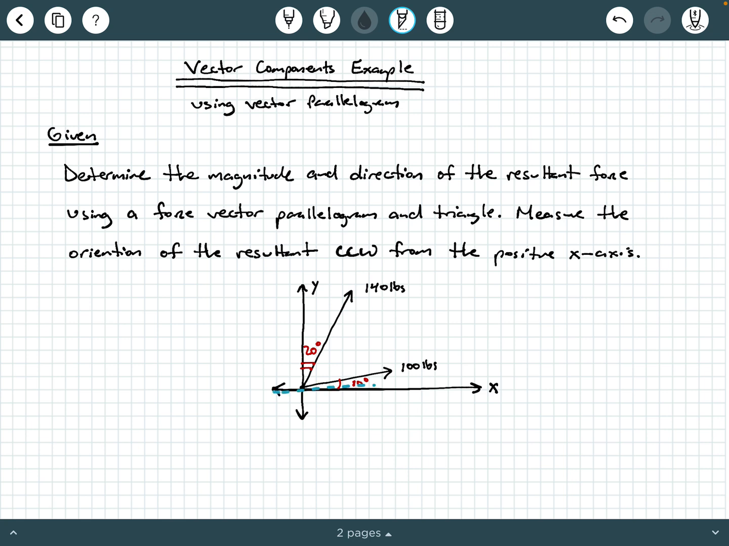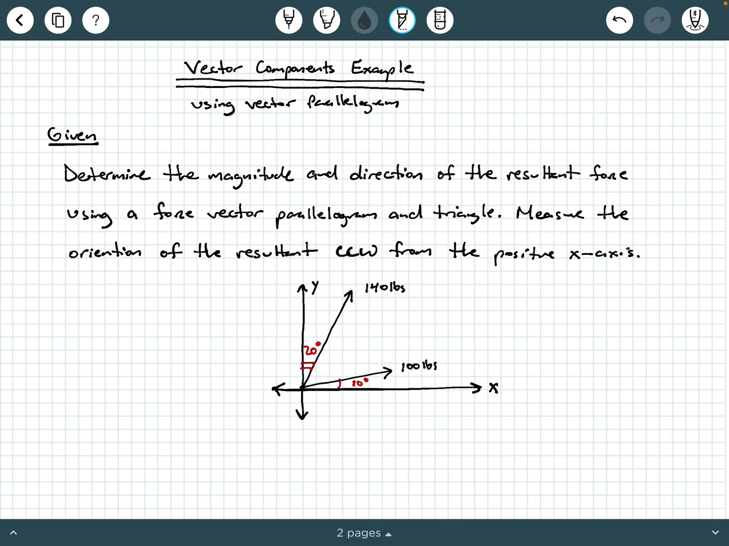Here we have an x-axis and a y-axis, and we're given two force vectors. One of them is 100 pounds with a 10-degree reference angle from the positive x-axis. The other is 140 pounds with a 20-degree reference angle from the positive y-axis.